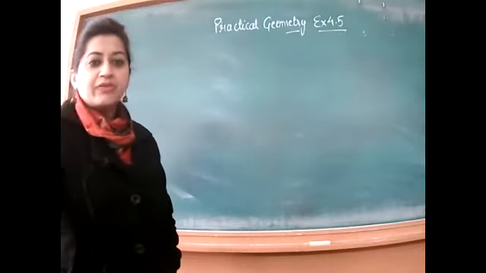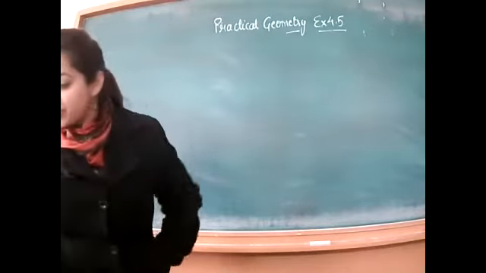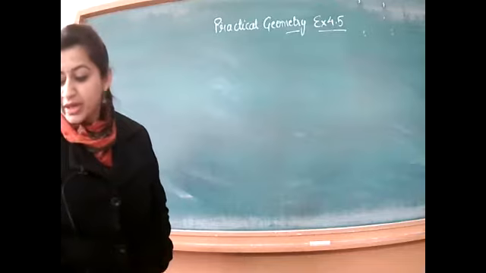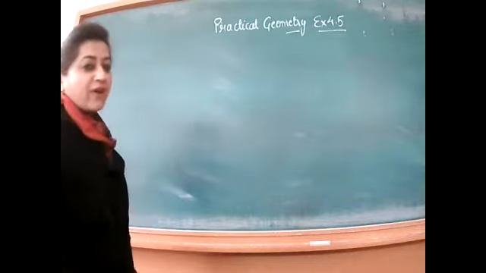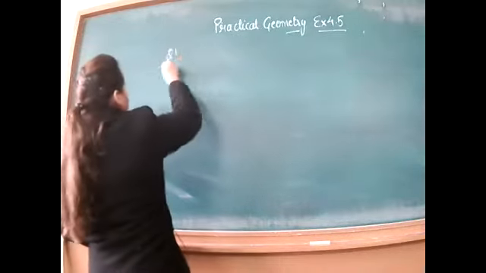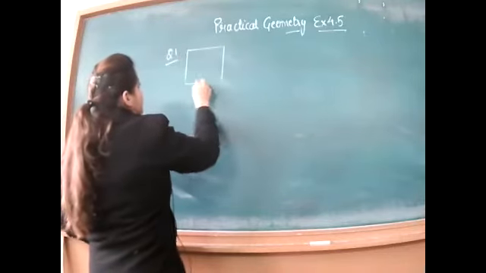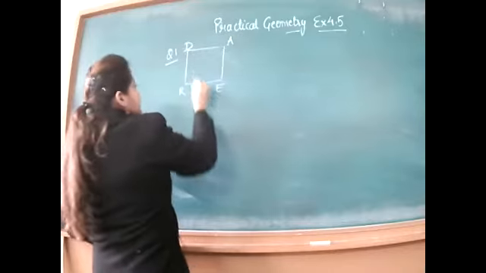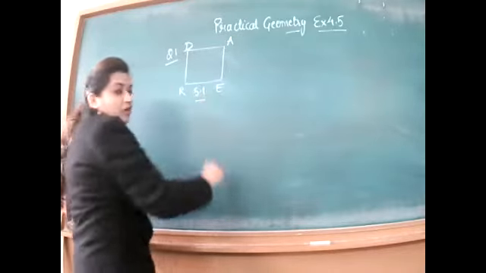Yes, let's start with exercise 4.5. The first question is: draw a square READ whose side is 5.1.